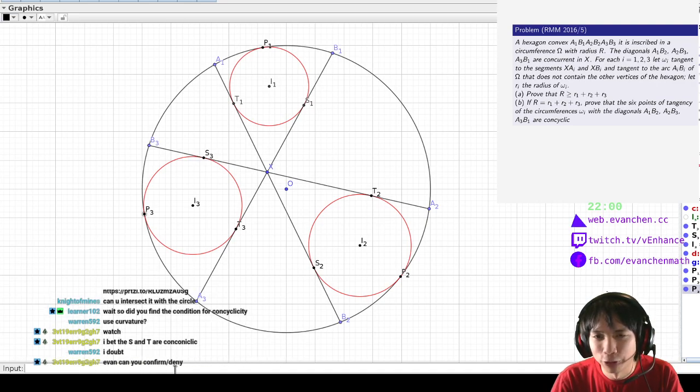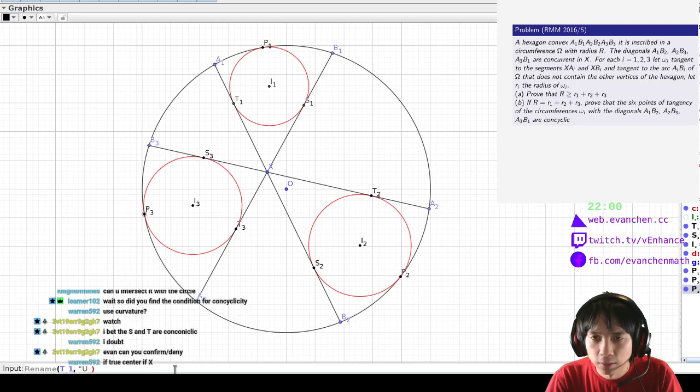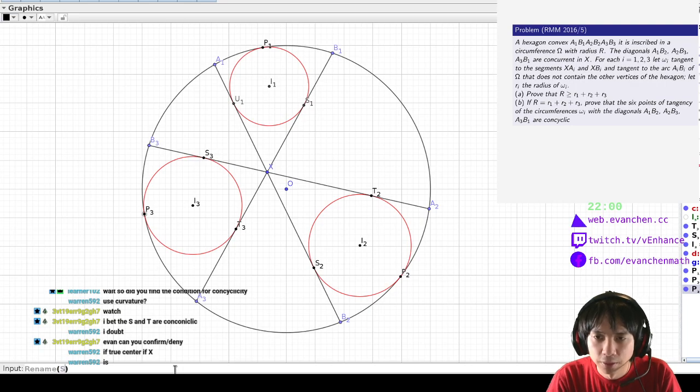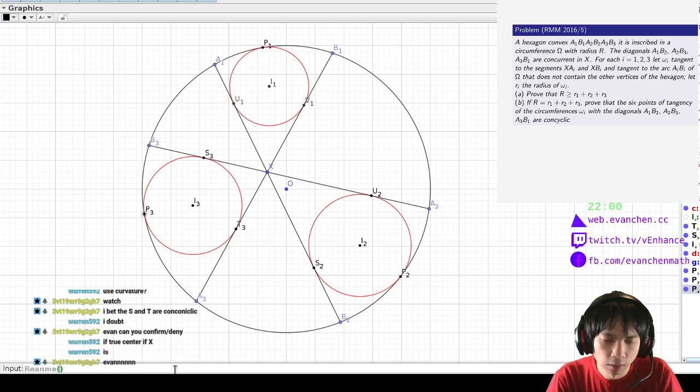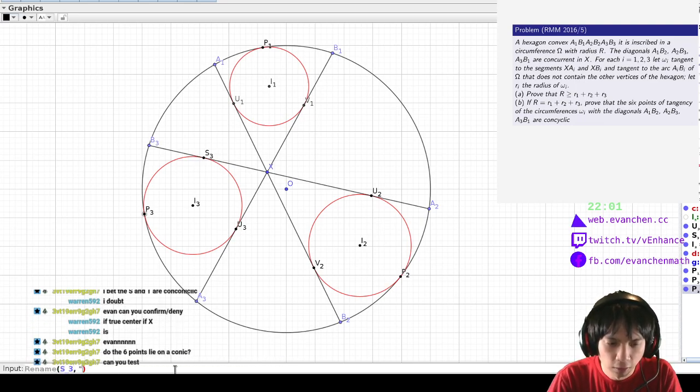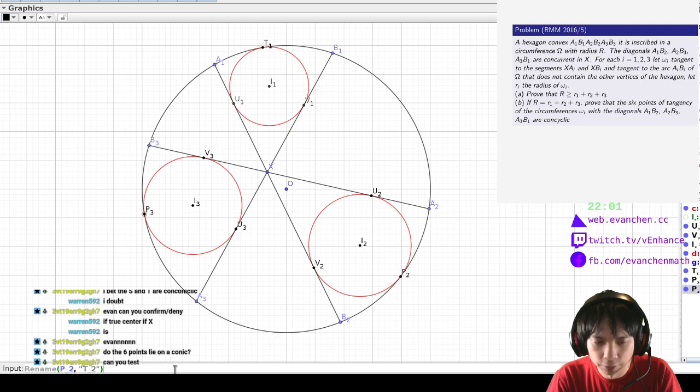You know, I don't like the point names anymore. I'm gonna use U, V, because we should reserve T for the tangency point to both circles. This is a slightly more intuitive naming.